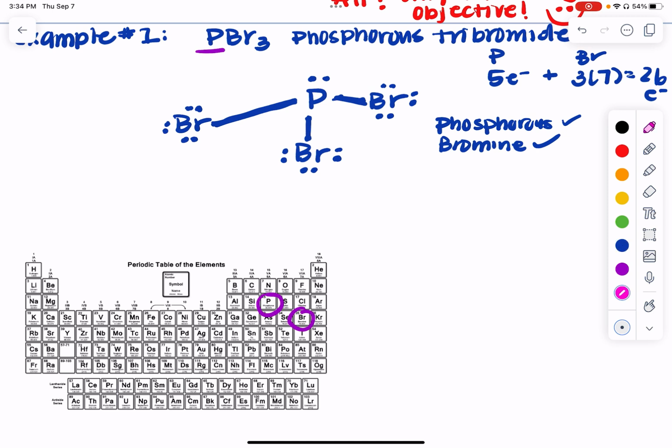Now let's count and make sure that our final structure has 26 electrons. So we have 2, 4, 6, 8, 10, 12, 14, 16, 18, 20, 22, 24, 26. This is a great Lewis structure. I know because I drew it.